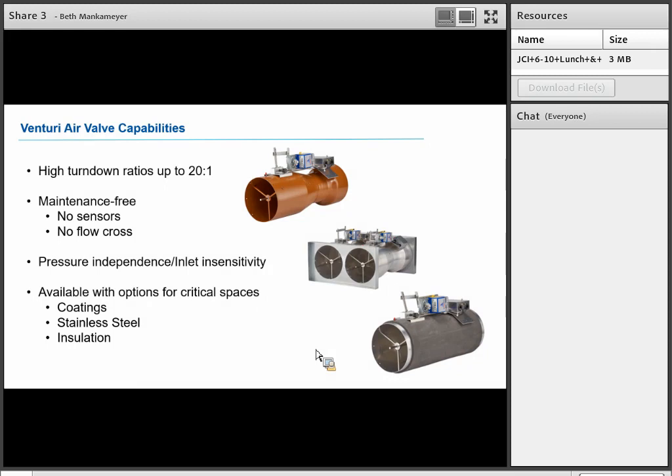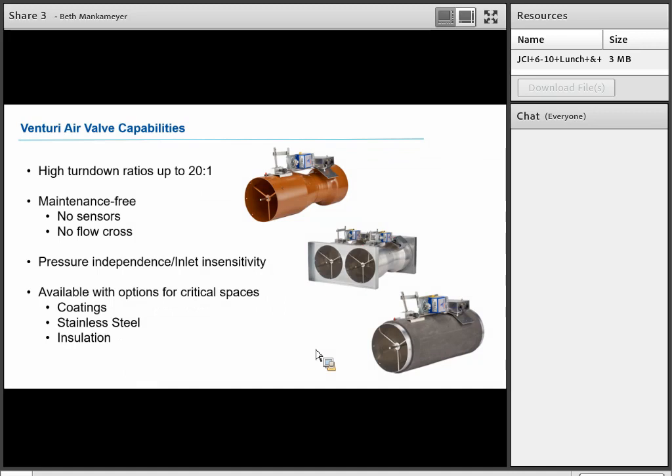And with that pressure independence, it will adjust for any kind of changes in that duct, in the pressure. Along with that pressure independence, you have inlet insensitivity, meaning you don't have to have completely straight air going through these valves in order to operate correctly. So you can put these after a 90-degree elbow and you know that it's still going to work correctly. Whereas if it were measuring airflow, it wouldn't be able to do that.